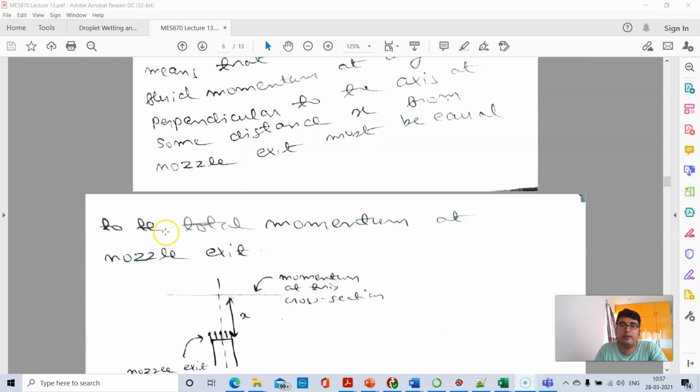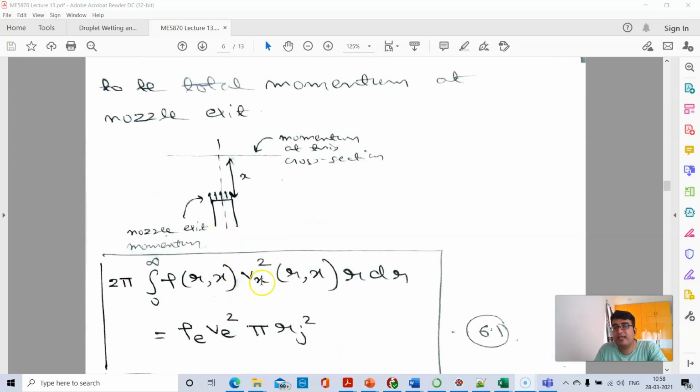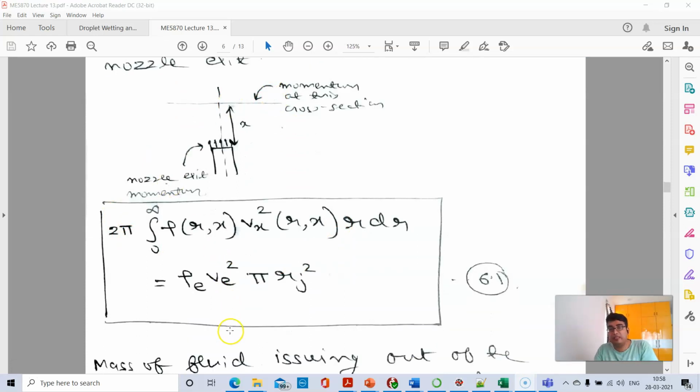Vx square is a function of both the radius and the x value. If you look at your jet at a certain location, Vx will vary along the radial direction, and it also depends on the x position. So Vx is a function of both r and x. The density is also a function of r and x in general, because as you mix fuel and air, if they have different densities, the density will also vary. So this is your total momentum at any x plane further downstream, and these two must always balance.